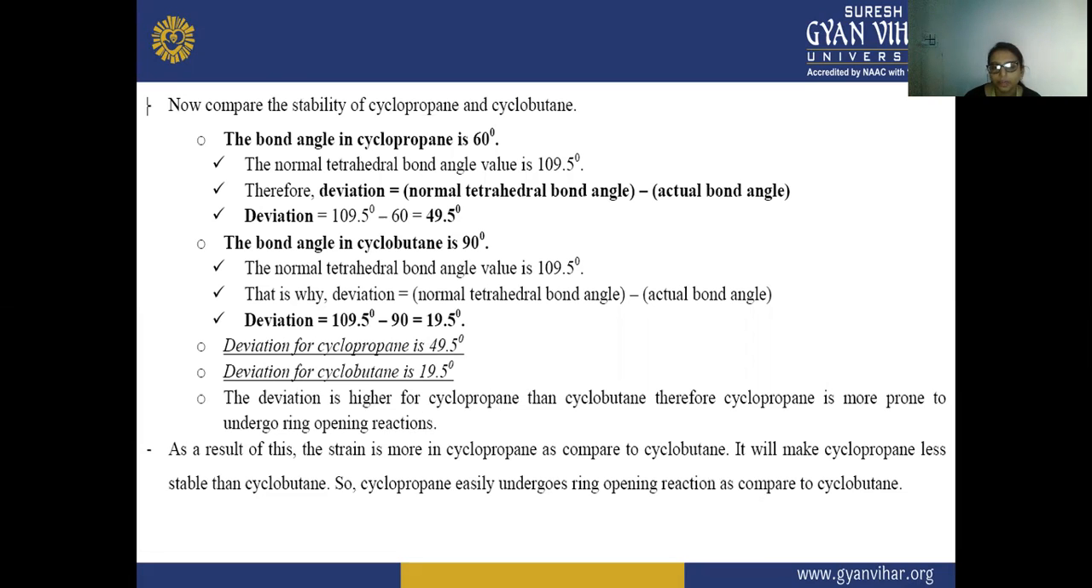They will readily undergo ring opening reactions, and as a result the strain is more in cyclopropane as compared to cyclobutane. So this strain will make cyclopropane less stable than cyclobutane. Cyclopropane easily undergoes ring opening reaction as compared to cyclobutane, because there is less deviation in cyclobutane as compared to cyclopropane. Cyclopropane has more deviation, so that is why it is more prone to the ring opening reaction.